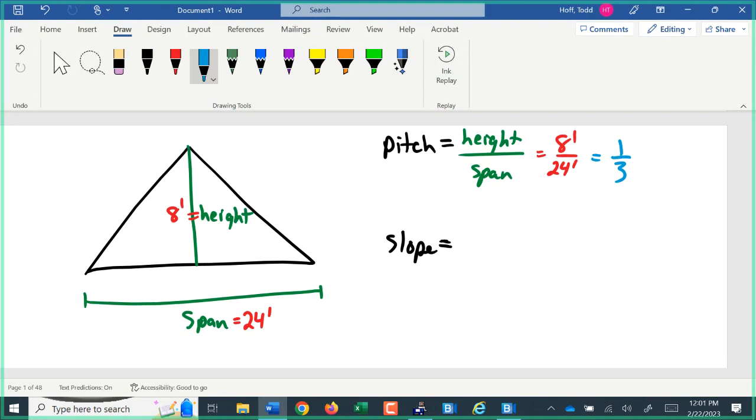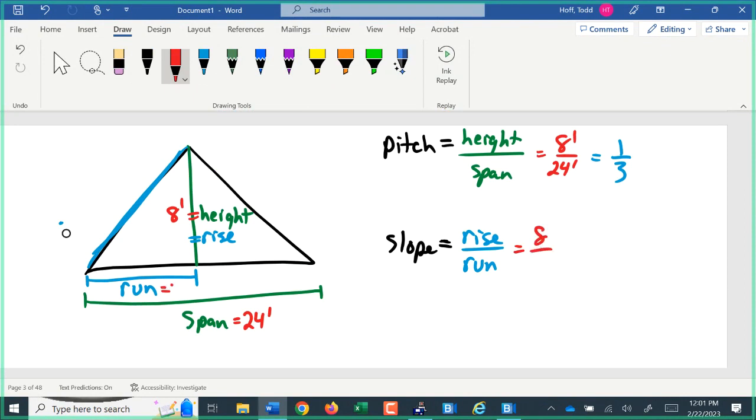The slope is slightly different. The slope is a rise, just like with graphing equations, over a run. Well, the rise is the same as the height. The run, however, is the length of one of the sloped surfaces, because the slope is actually describing this sloped surface. The other side is a separate slope, it's going down instead of up. So this is the run of that sloped surface, the horizontal component. So the rise would still be the same as the height, the 8 feet. The run would be half the span, or 12 feet.